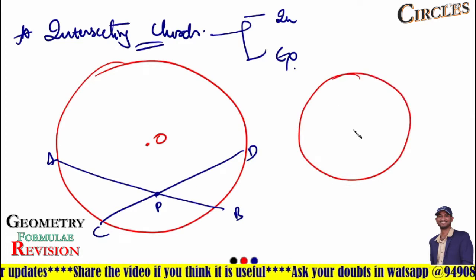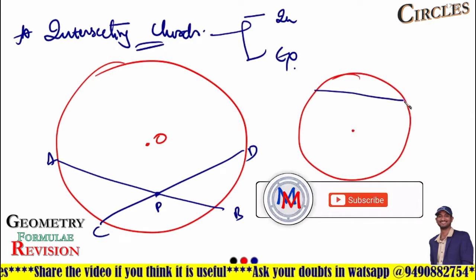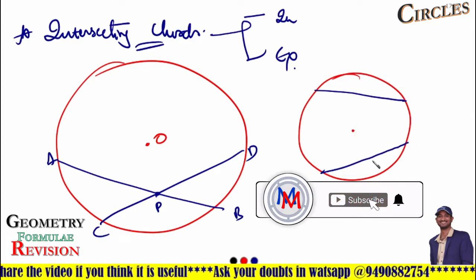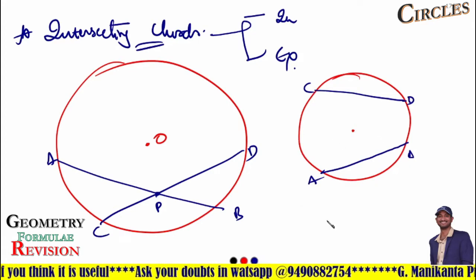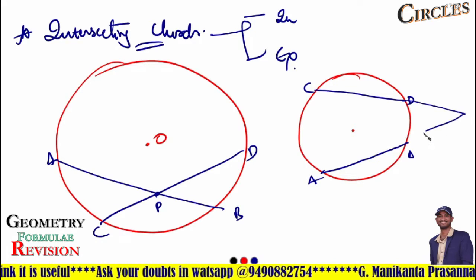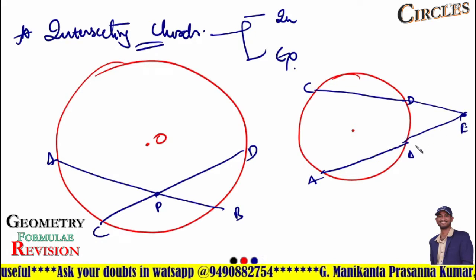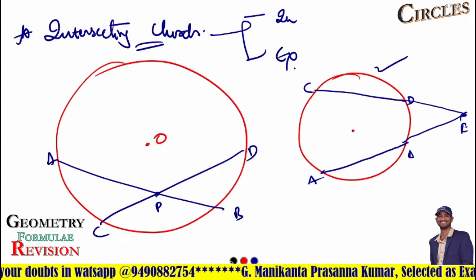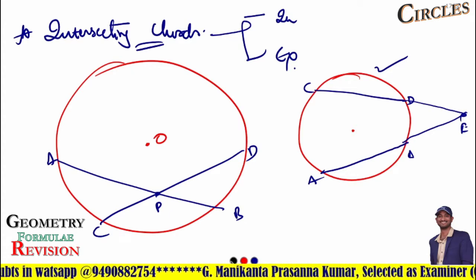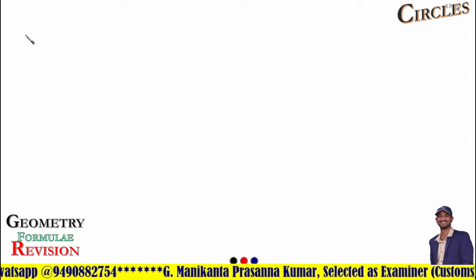Suppose it is a circle with center O, and these two are the chords, not parallel chords, AB and CD. They do not intersect inside the circle, but they intersect outside the circle. Okay, then these are also said to be intersecting chords, but they are called external intersecting chords. So first we will discuss internal intersecting chords.